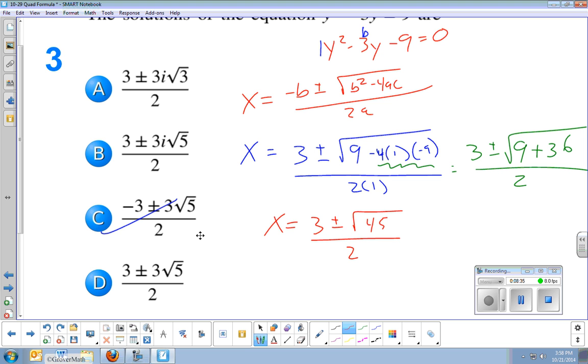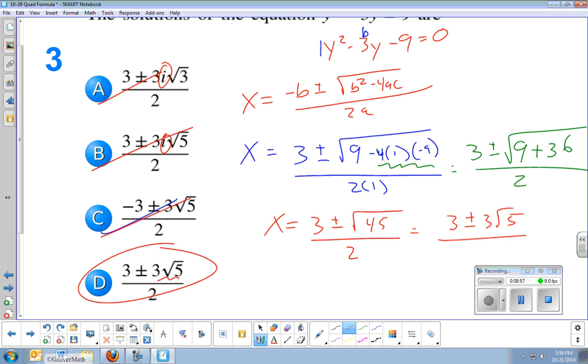And at this point, I think you could probably get the answer, because this answer has an i in it, meaning if this were negative, that's not it. Same thing with this. This has an i in it, implying this is negative. That's not it. We already ruled out C, and so here's the answer, D. And rad 45 does reduce to 3 rad 5. And so I'll just write that again. 3 plus or minus 3 rad 5 over 2, because 45 comes from 9 times 5.